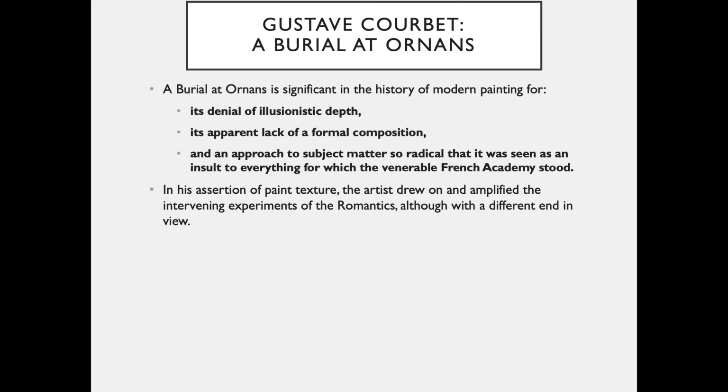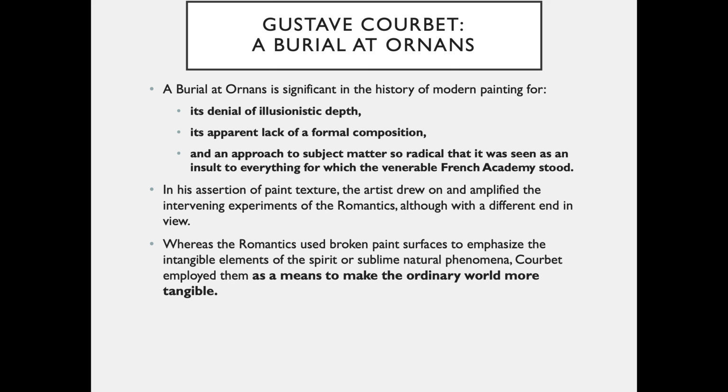In his assertion of paint texture, the artist drew on and amplified the intervening experiments of the Romantics. The Romantics had been using textural paint, but he had a different end in view. Whereas the Romantics used broken paint surface to emphasize the intangible elements of the spirit or sublime natural phenomena, Courbet says, yeah, no, we're not doing that, right?